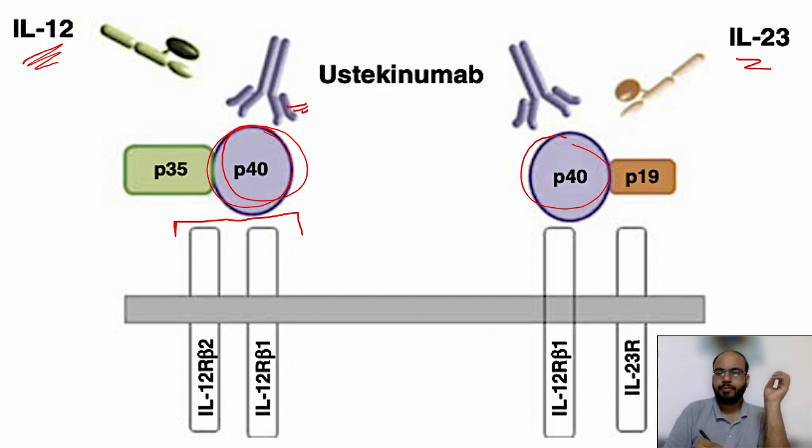Now, just for the people who are interested in quizzes, P40 is attached to P35 for interleukin 12, and P40 is attached to P19 for interleukin 23.